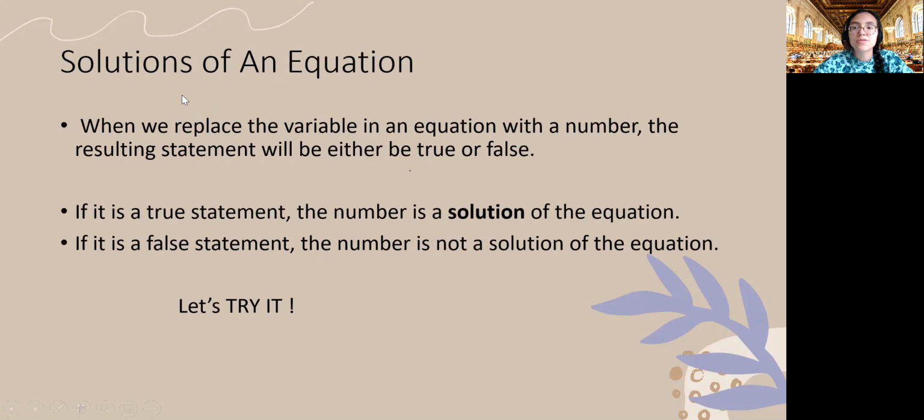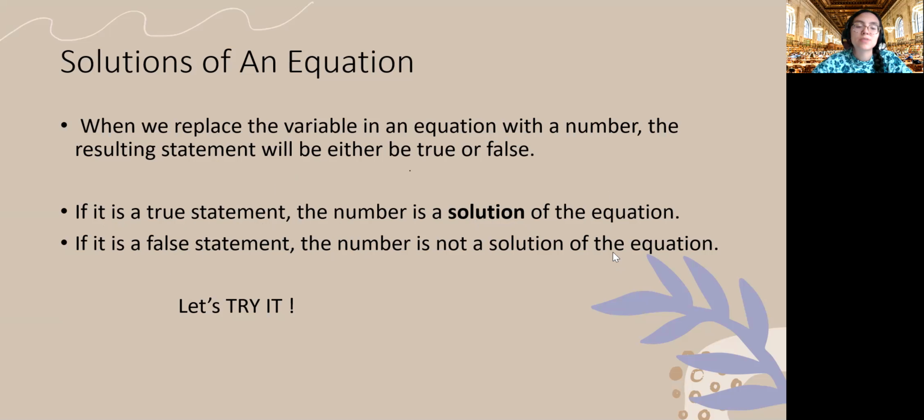In order to find the solutions of an equation, we have to replace a given variable in the equation with a number. Once we carry out the operations, whether that's addition, subtraction, evaluating powers, multiplication, or division, the resulting statement will either be true or false. Either 1 is equal to 1 or 1 is not equal to 3, something like that. If it is a true statement, the number is considered a solution of the equation. But if it is a false statement, then the number is not a solution of the equation.